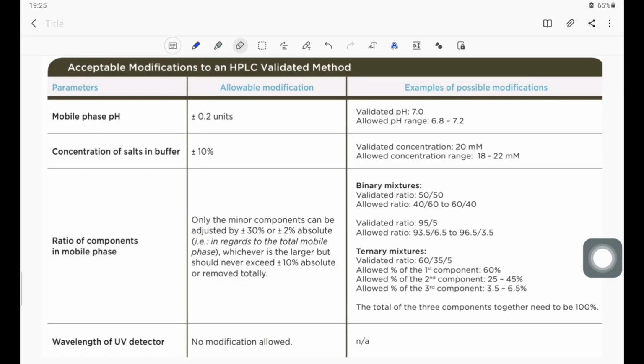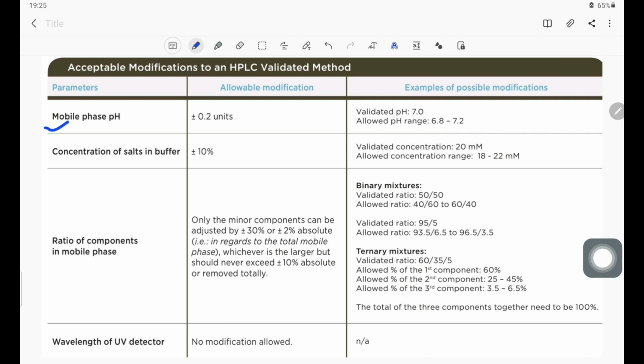Okay, whenever we develop any HPLC method and we take a reference of a validated HPLC method from any monograph, then what are the allowable changes that we can make in that method? We will discuss in this video. Okay, the first one is the mobile phase.